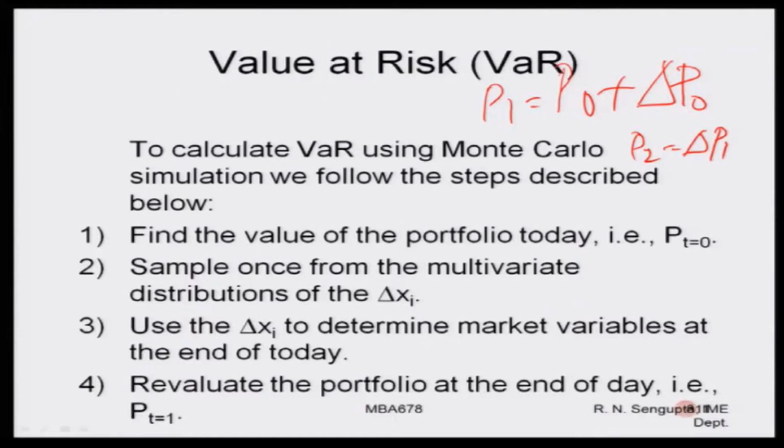Find the value of the portfolio today, that is P at t equal to 0. Sample once from the multivariate distribution for all the delta xi, use the delta xi to determine the market variable at the end of today, that means end of day 0. Re-evaluate the portfolio at the end of day, which means find out the value of P at T1 by calculating the change in the value of the individual asset of the portfolios.